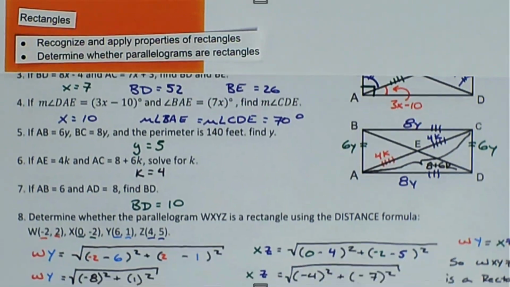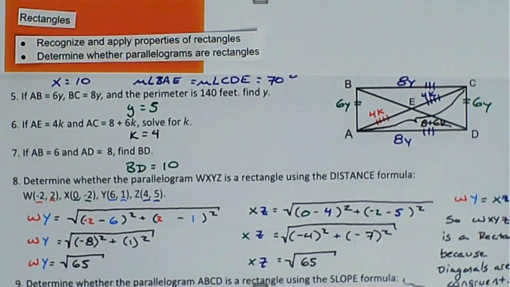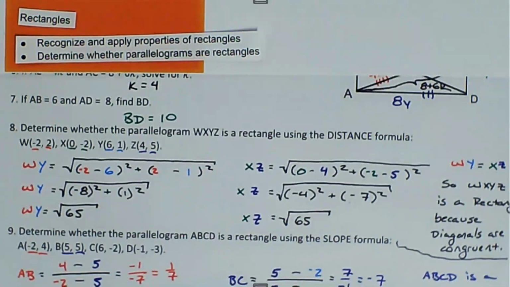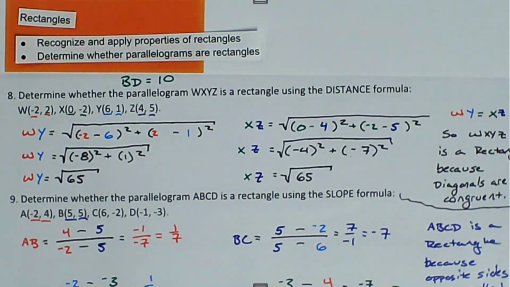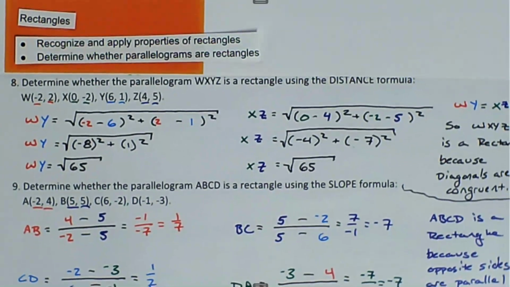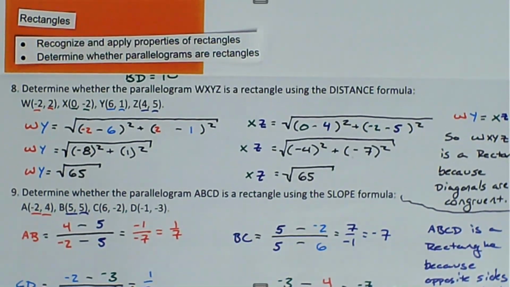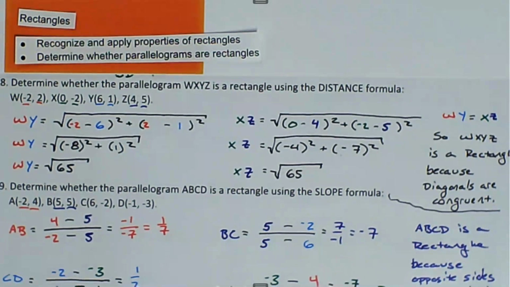Number 8 and number 9 have to do with determining if a parallelogram is a rectangle. So determine whether the parallelogram WXYZ is a rectangle using the distance formula. Well, the only way to tell using the distance formula is to see if the diagonals are congruent.